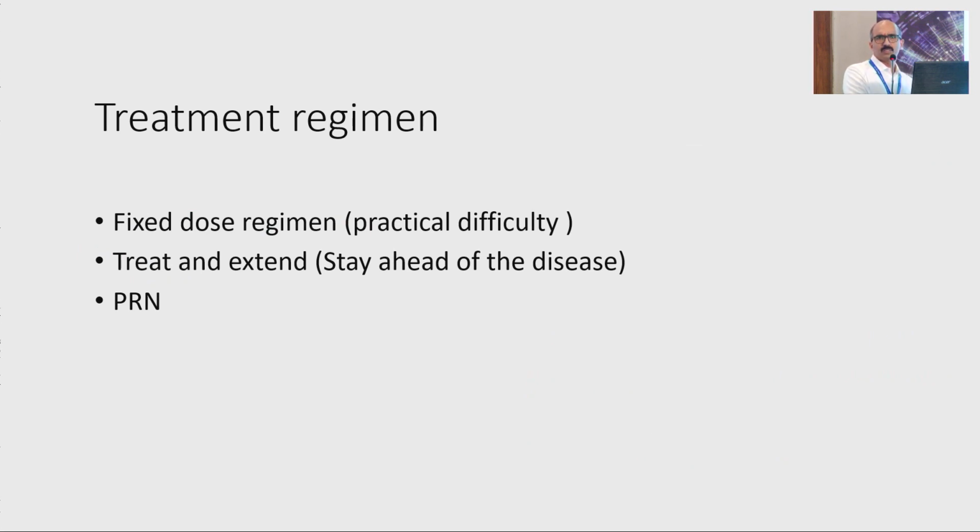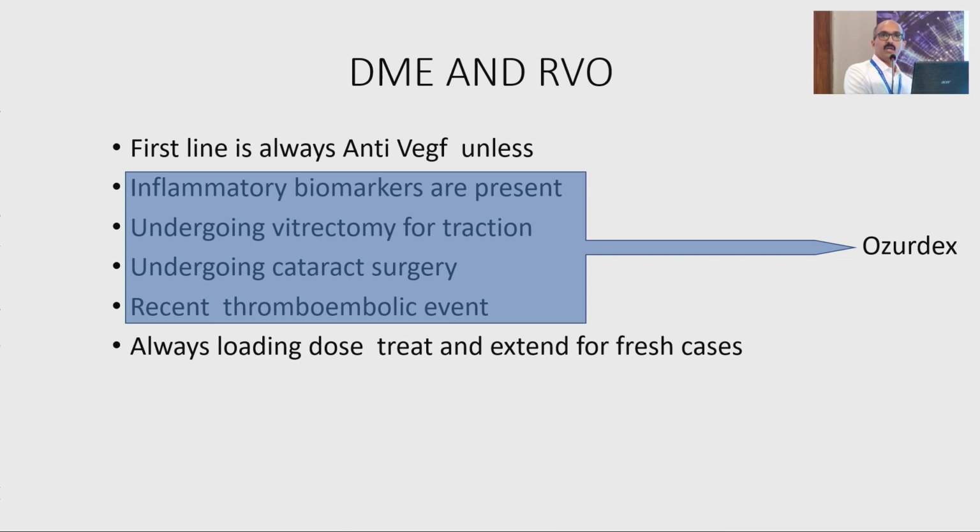So we have 3 treatment regimens for anti-VEGF at least. We have a fixed dose regimen, which is the best, but practically difficult. Then there is treat and extend, where you treat with an initial 3 monthly doses of anti-VEGF followed by slowly extending the interval of injection by every 2 weeks. But mind you, by every 3 to 4 months, we keep injecting whether the disease is active or not. But in a PRN regimen, you keep injecting only when the disease is active. That means you are staying behind the disease. For example, in treat and extend, you stay ahead of the disease.